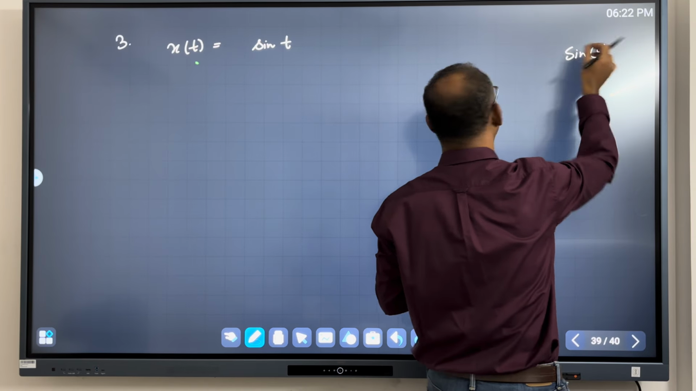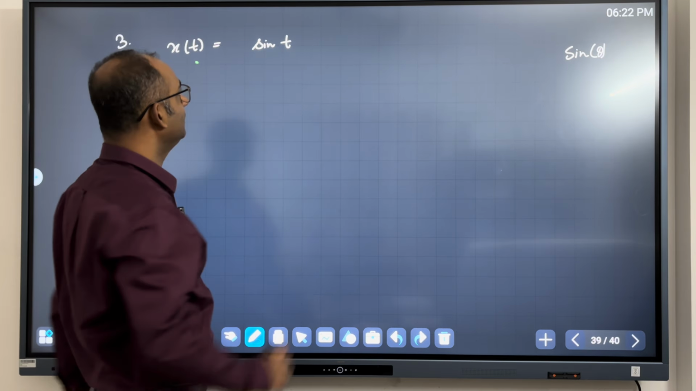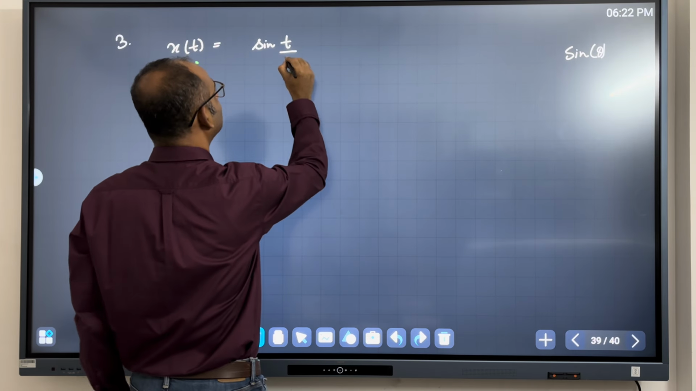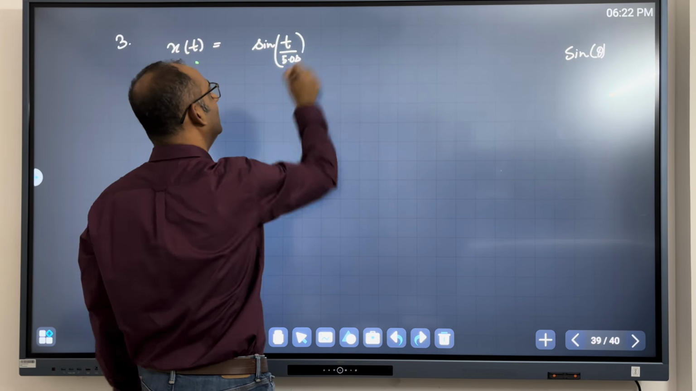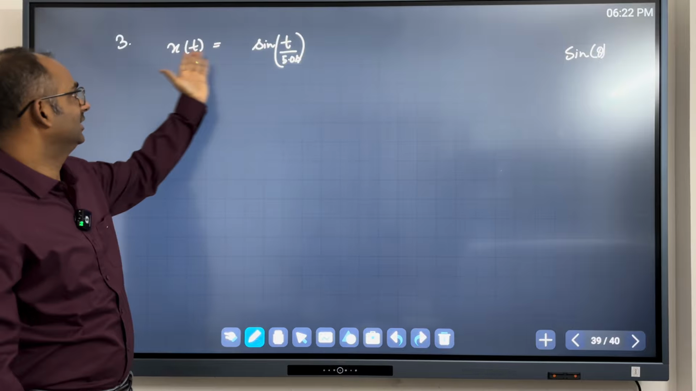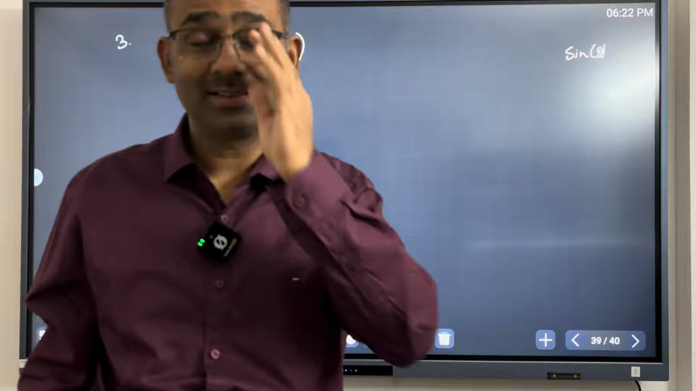The argument here should be dimensionless, but here the argument has dimensions. So let me divide by something so that it makes it dimensionless. So let's say I say 5.0 seconds. Is the argument of sine dimensionless now? It is. So does that make sense? No, it does not make sense.